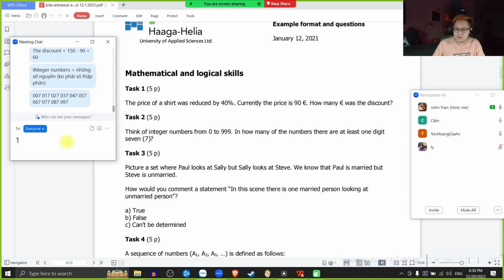So 107, 117, 127, 137, 147, 157, 167, 177. Nhưng mà cái nó có là số 70 nữa nha. We forgot that there's a number 70 as well. Cái hàng đầu tiên mình quên mất còn số 70 nữa. So the first row also has the number 70, and 170 as well.